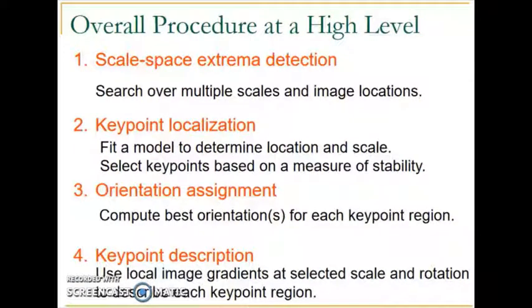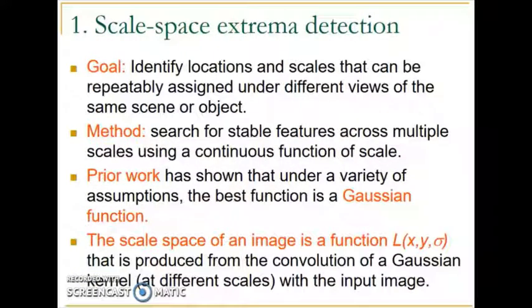From a top level, the overall procedure of applying the SIFT image descriptor is as follows. At first we compute the scale space extrema, which means that we search over multiple scales and image locations. The second thing is key point localization. By this, we mean that we fit a model to determine the location and scale, and we select the key points based upon a measure of stability. We'll obviously discuss this in detail. Then the orientation assignment to compute the dominant orientation of a particular interest point, and then the description of the key point, in which we use the local image gradients at the selected scale and orientation to describe the key points in detail.